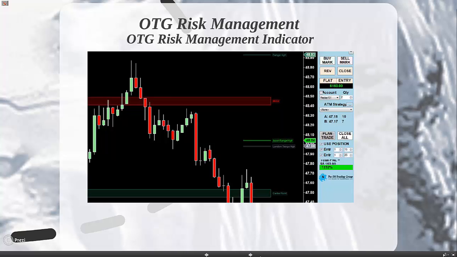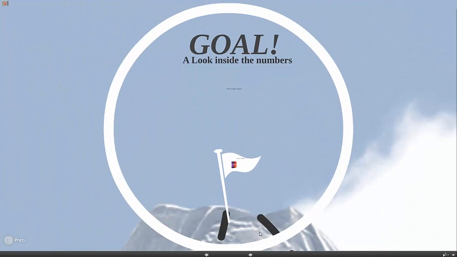So anyway, let's move on to the next slide. It's running a little bit longer here. So basically, we're at the top, right? We're at our goal. So I wanted to take one more look inside the numbers here for you.